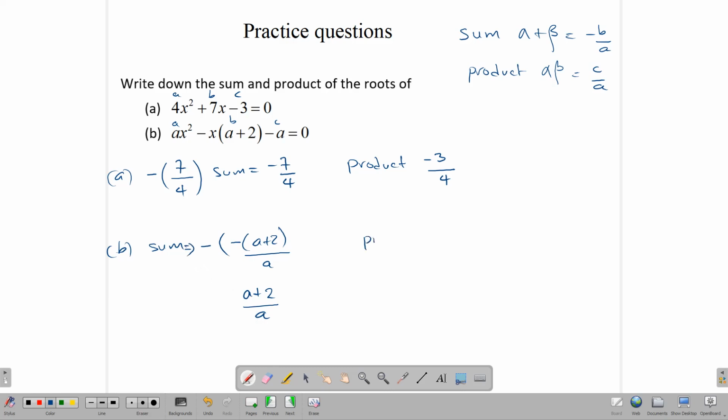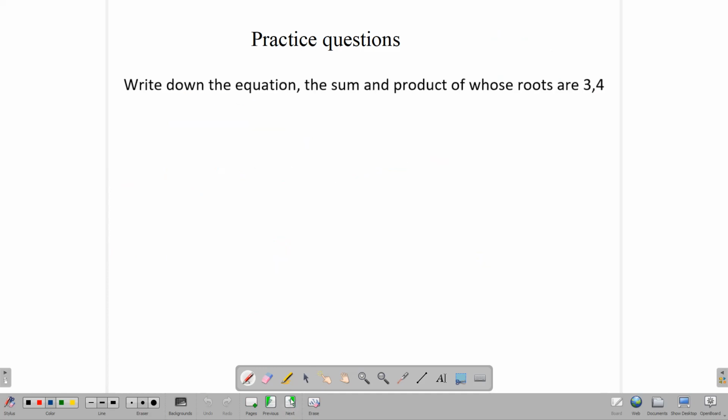And the product of the roots in this case is going to be c over a, which is negative a over a, and that division gives us a negative 1. So we can look at the sum of the roots, as in writing them down. If you should add the roots, what they will be, it would be this, and the product of the roots, likewise here. Let's look at another example.